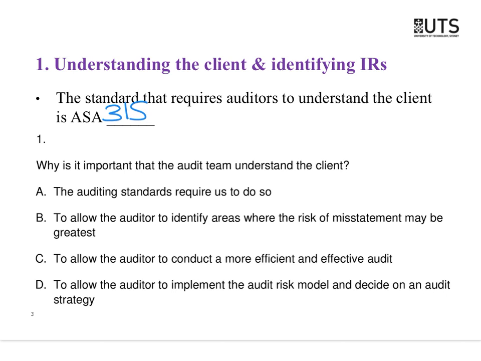Okay, so all of these were correct. Why is it important to understand the client? A, the auditing standards do require us to do so. So that is a legally responsible thing to do. B, it allows us to identify areas where the risk may be the greatest, because we're trying to take a risk-based approach to audit. We don't audit every section the same. C, to allow the auditor to conduct a more efficient and effective audit. We're searching for areas where they're more likely. And then D, to allow the auditor to implement the audit risk model and decide on an appropriate audit strategy. All right, so all of those were reasons why we had to look at the risks of the client.